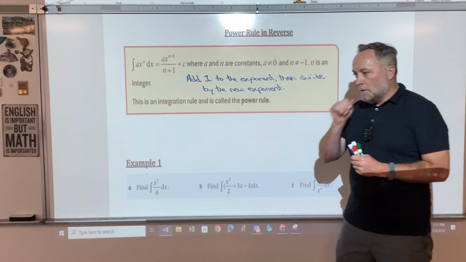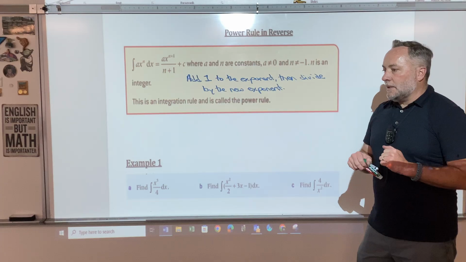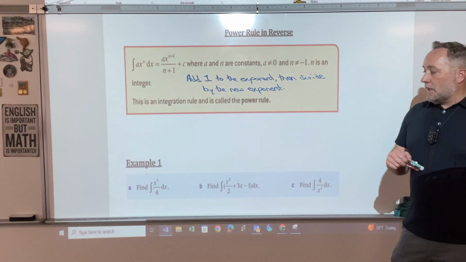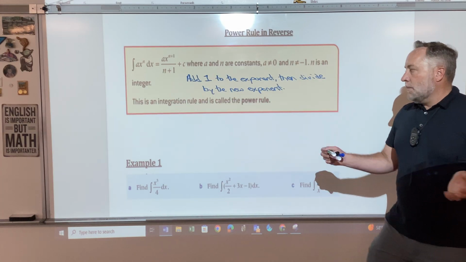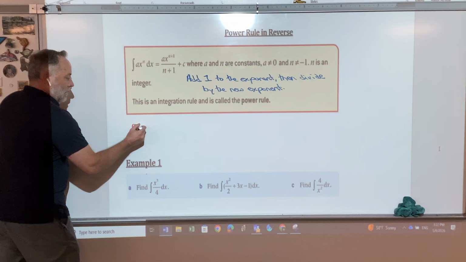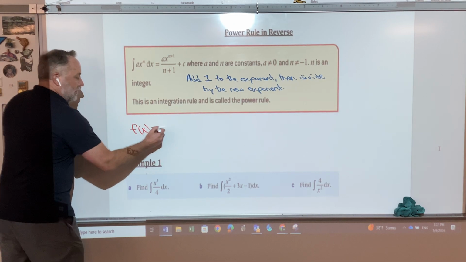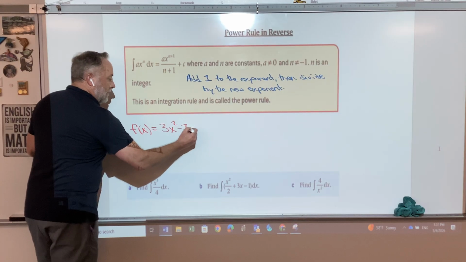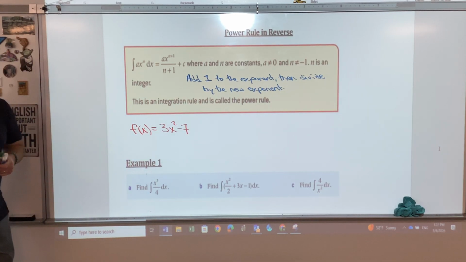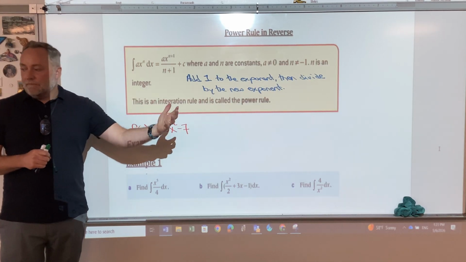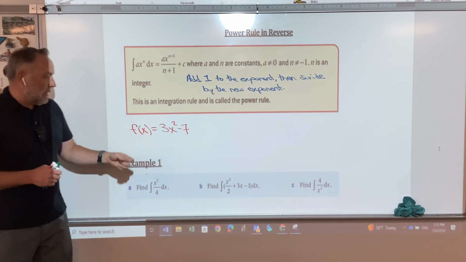How do you know what C is? We'll talk about that, and you have to have a few other things. But that is actually a great question. So how do you know what C is? Well, let's address that. Let's just say f of x is 3x squared minus 7. Because Asher said, wait, how do I know what C is? Often you're just going to write C. You won't be able to know what it is.